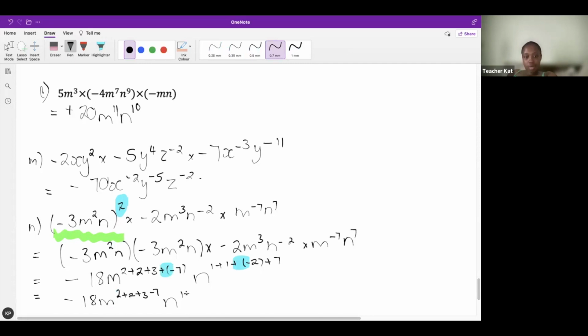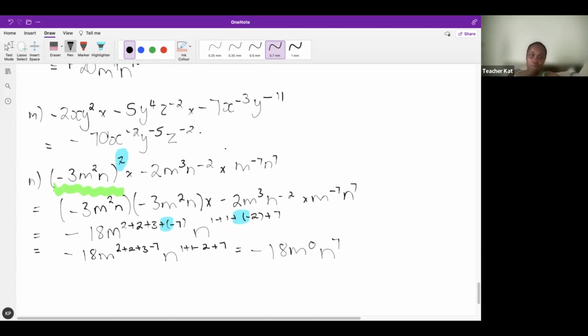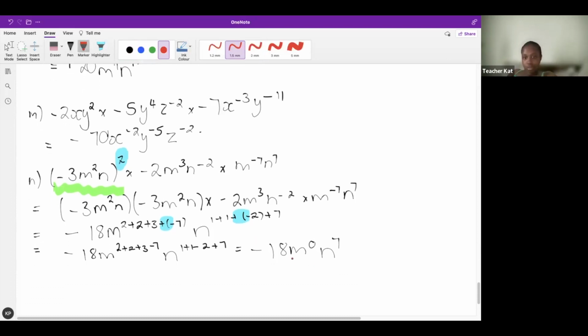And n to the power of 1 plus 1 minus 2 plus 7 equals negative 18 and m to the power of what? 2 plus 2 plus 3 minus 7, that's 0. And n to the power of what? 1 plus 1 minus 2 plus 7, 7. Nice, Londeka. This m to the power of 0, anybody know our rule? Anything to the power of 0?